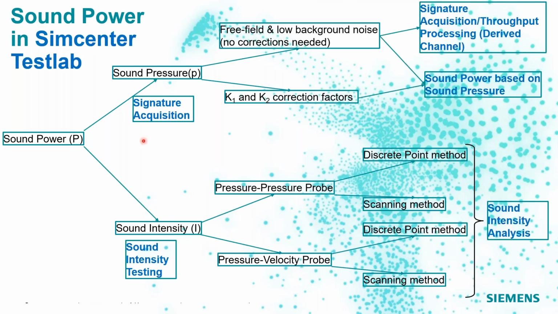For sound pressure, you have the signature acquisition, and for sound intensity, you can use the sound intensity testing module of Testlab. And for applying these corrections, there is another module, the sound power based on sound pressure add-in in Testlab. And then for the intensity data, you can process that in the intensity analysis module of Testlab. So as you can see, all the different things that are needed for measuring sound power, the capabilities exist within the Simcenter Testlab software. With that, let's take some demonstrations of this capability in Testlab.